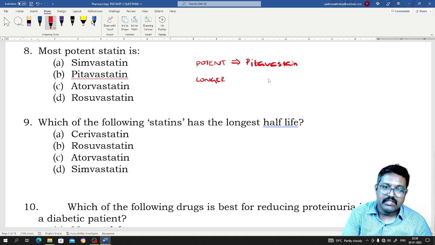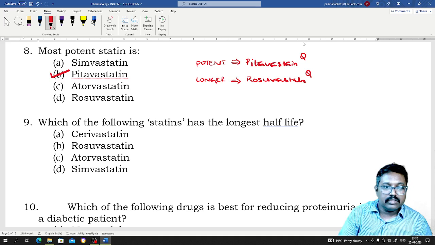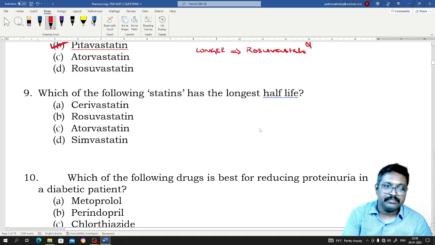So which statin has got longer T-half? That is your rosuvastatin. So again, very very important. Potent is pitavastatin, longer T-half is rosuvastatin. So here the answer will be your pitavastatin. So which of the following statins has got the longest half-life? The longest half-life is seen with rosuvastatin.